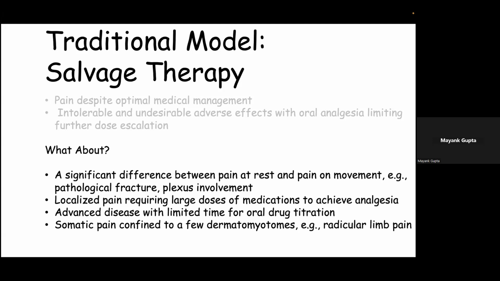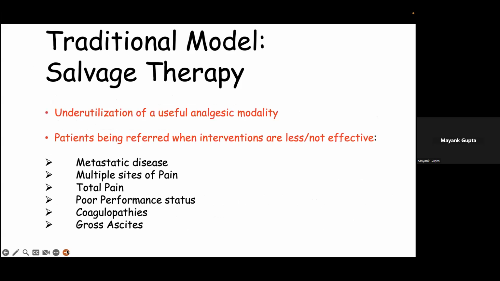So now we are shifting away from this traditional model to the salvage model. This is because there is a significant proportion of patients who have very severe breakthrough pains, or pathological fracture pains, in which we know that the WHO analgesic ladder is not very effective, and there are interventions which have been found to be effective for such pains.